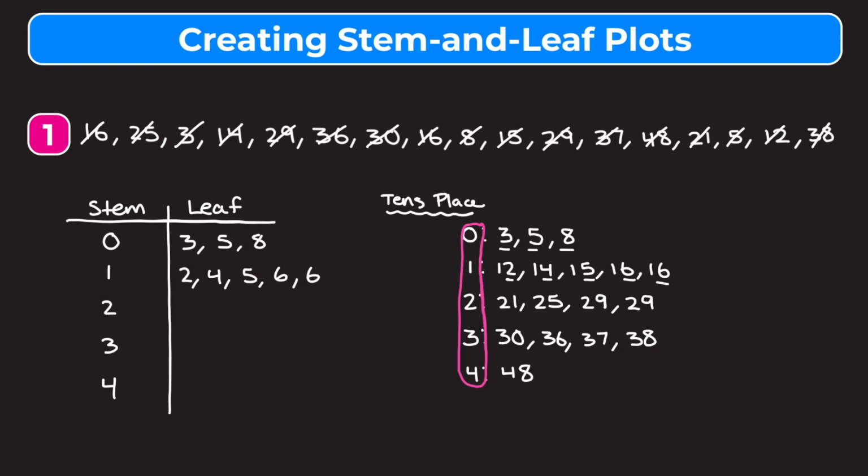We're going to do the same thing for the 2s in the tens place. So 21 is going to be written with a 1 in the leaf part. 25 will be written with a 5.